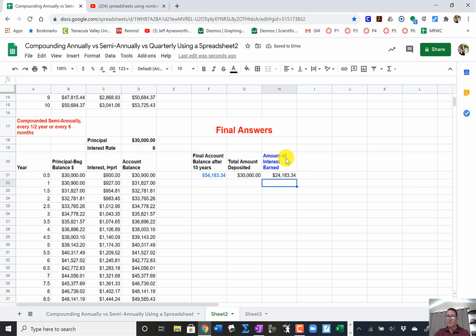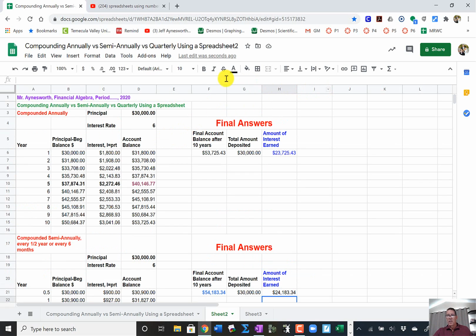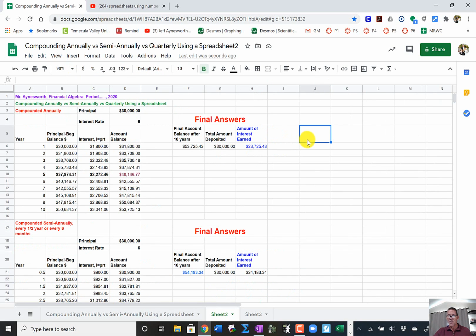Okay, so let's start comparing some values here. Now in the first model, let's change the zoom here. Okay, so in the first model, when I say model, I'm talking about an example. The first model, compounded annually, we earned $23,725.43. In the second model, let's highlight these here too.